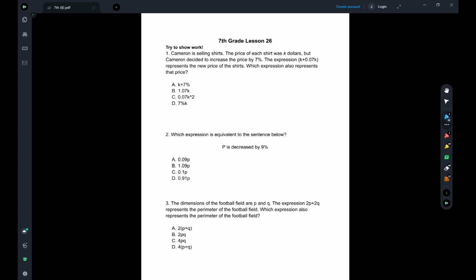So, the equation that they put was K plus 0.07K. Now, when a variable has nothing in front of it, what does that mean? This is empty space, right? There's nothing there in this equation, but every time there's no number in front of a variable, it means that there's a 1 there. Now, this expression would change to 1K plus 0.07K.